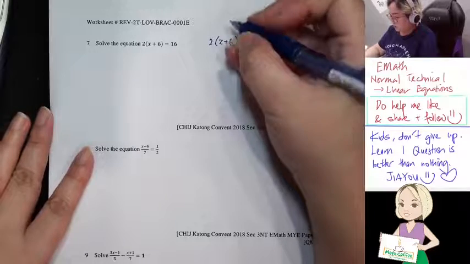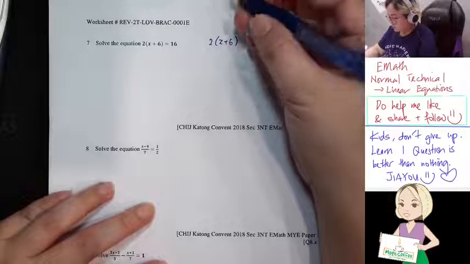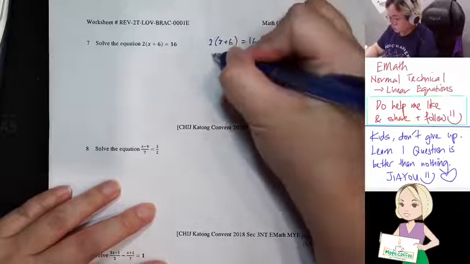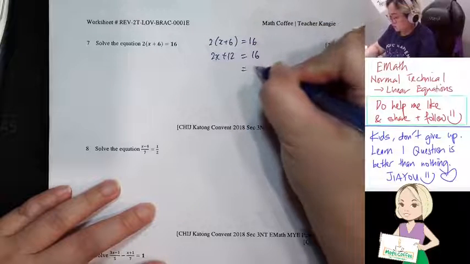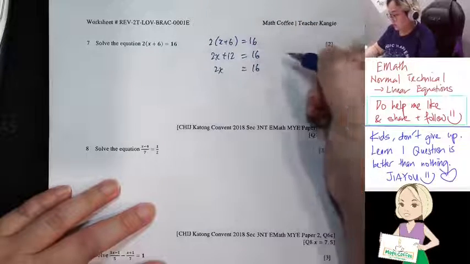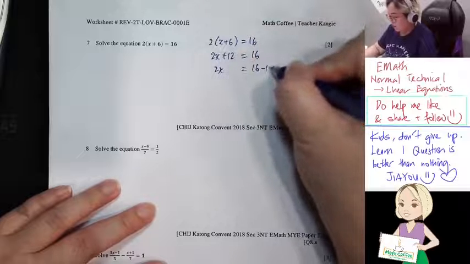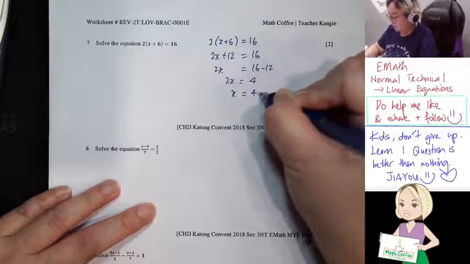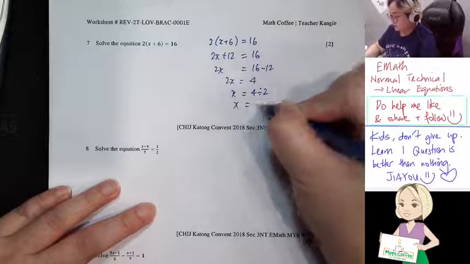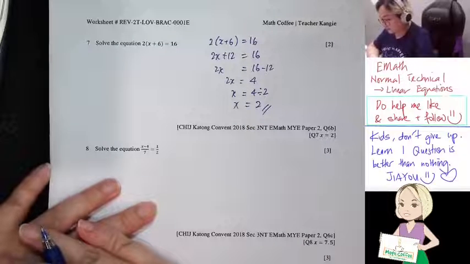Okay, let's do our rainbow. So it will be 2x plus 12 equals 16. So plus 12 bring over, minus 12. So 2x is equal to 4. So my x is equal to 4 divided by 2. So x equals 2. Done.